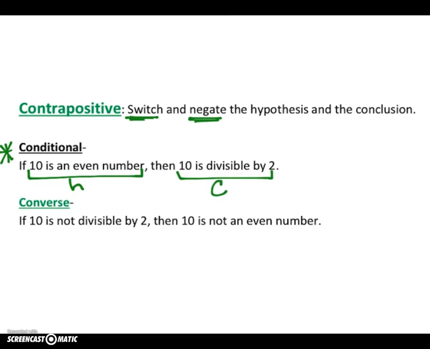And so we are going to switch them, and we are going to be adding the word not in here. So we're going to say is not divisible and is not an even number. And when we do that, we get our contrapositive down here at the bottom. If 10 is not divisible by 2, then 10 is not an even number. So you'll notice they have been switched, and we've added not to both parts.